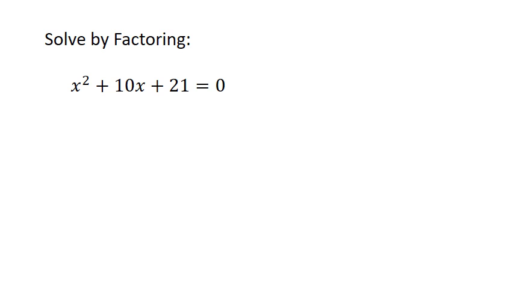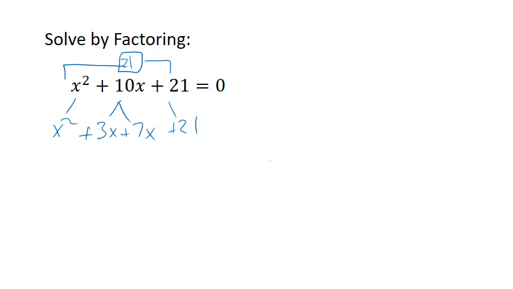What I'm going to do is first factor. Just as we did yesterday, I'm going to take first times last, and I get 21. So I bring down my x squared, bring down my 21. Now I need two numbers that multiply to give me 21 and add to give me 10. Those two numbers are 3 and 7. So I have 3x and 7x.